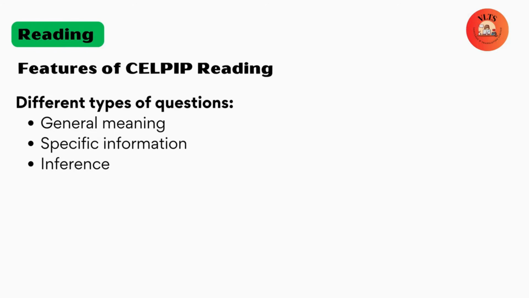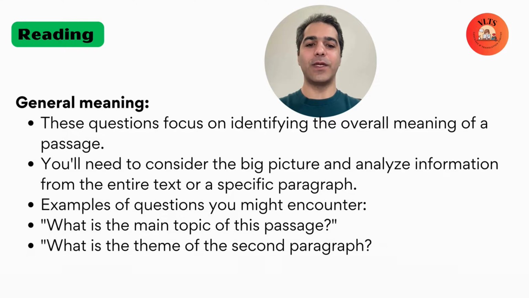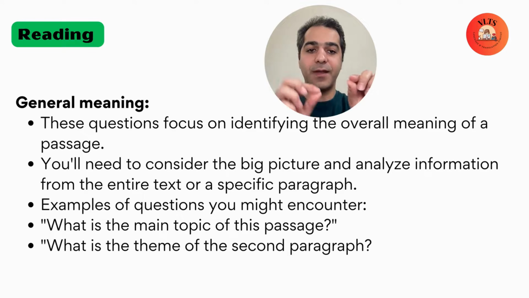Different types of questions. There are 3 different types of questions: general meaning, specific information, and inference. General meaning. These questions require you to identify the topic, main idea, or theme of the passage. You must consider the big picture and extract the information from either the entire text or specific parts of the paragraph. Example questions you may encounter during the exam include: what is the main topic of this passage? Or what is the theme of the second paragraph?